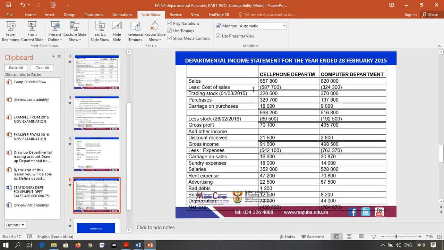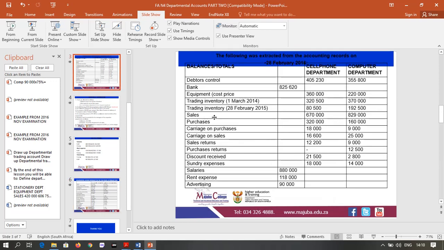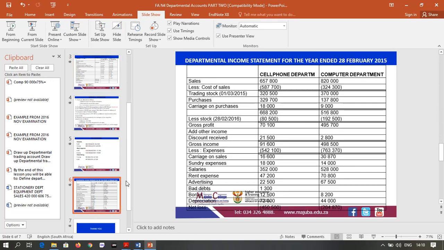Then you come to cost of sales. This amount, I'll show how we calculate it. For this one, we say less cost of sales. We start with the opening stock. Opening stock, you take it as is here: 325,000 and 370,000. You put them as is.